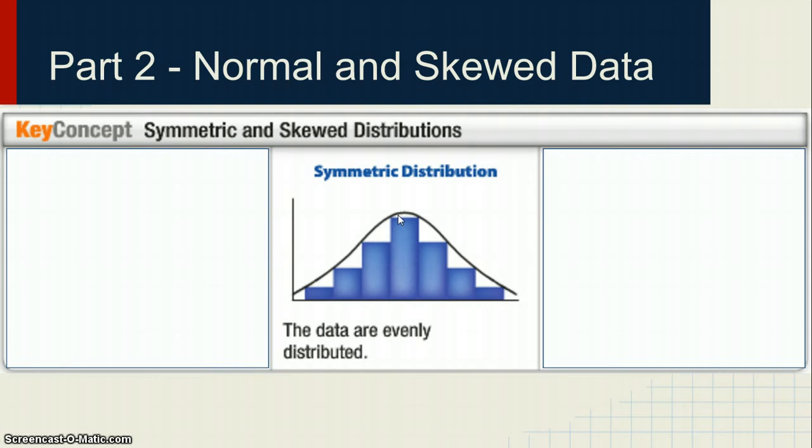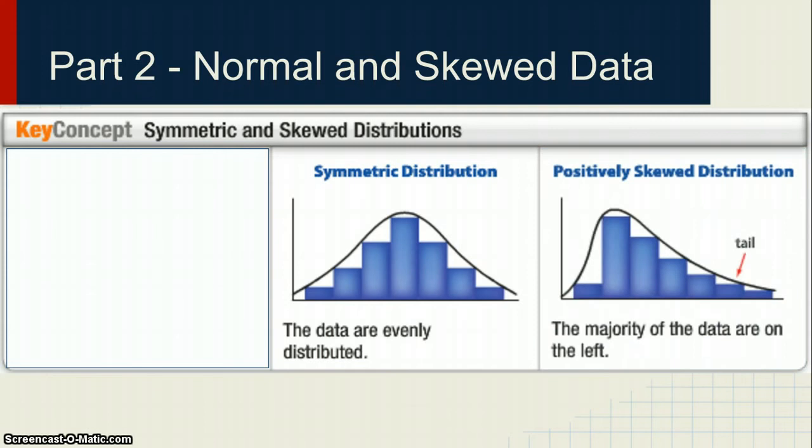In your notes, I would probably just be sketching this. It doesn't have to be exact. And this is also taken right from your book, so you've got it there as well in chapter 12.3, I believe. Now, we have our symmetric distribution, then we also have skewed distribution.